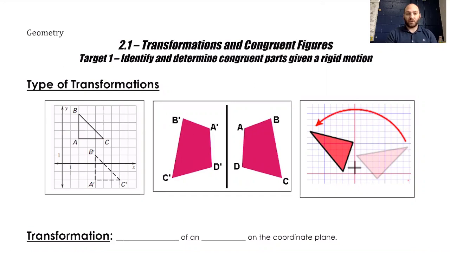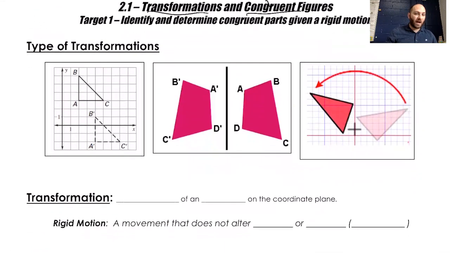And today's focus is called 2.1, Transformations and Congruent Figures. So what we're going to be looking at is a general definition of what a transformation is, and also what creates what's called congruent figures. So our two main ideas: what are transformations, and what are congruent figures?